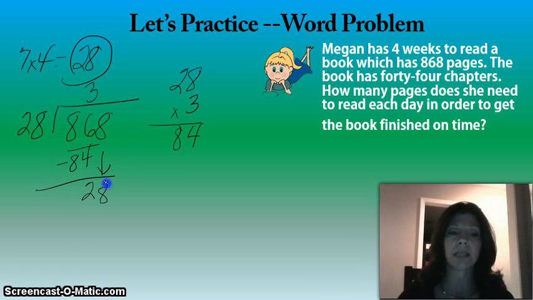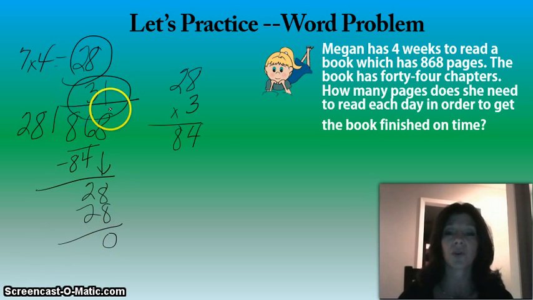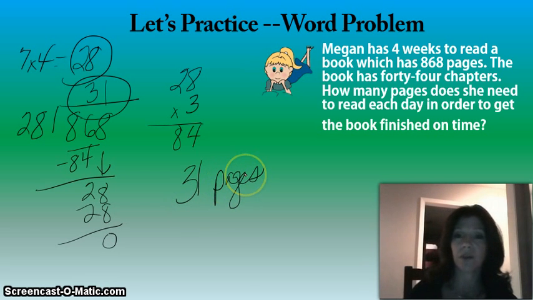Bring down my 8. I have 28 left. I know that 28 can divide into 28 one time. Subtract that. I have nothing left. So she needs to read 31 pages each day in order to get the book done. All right, hopefully you got that.